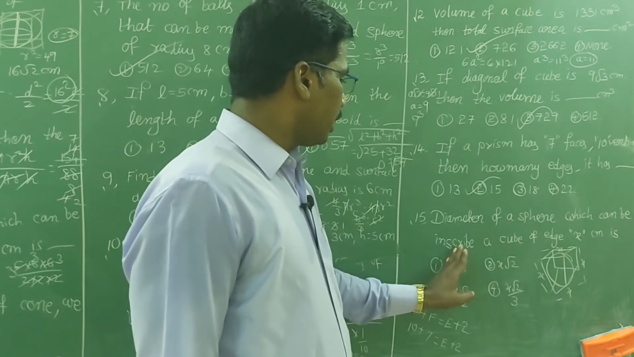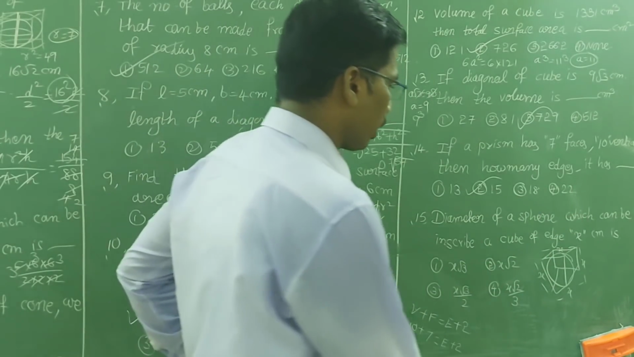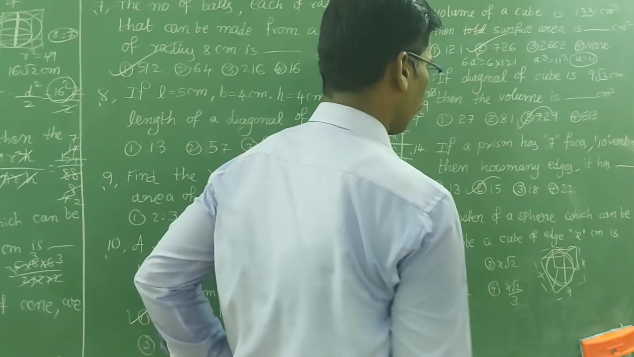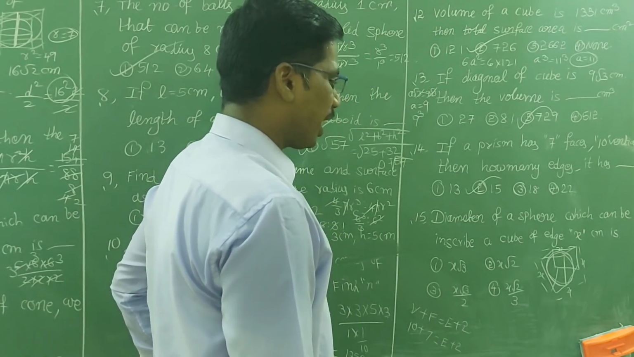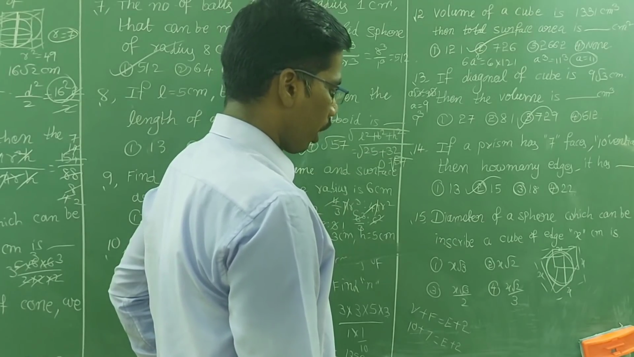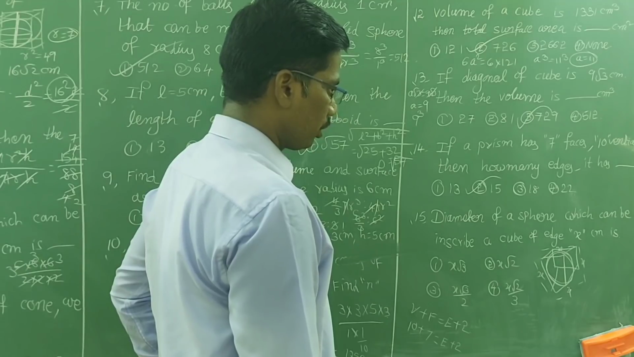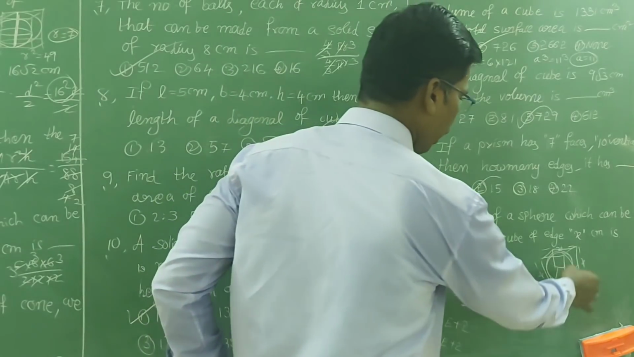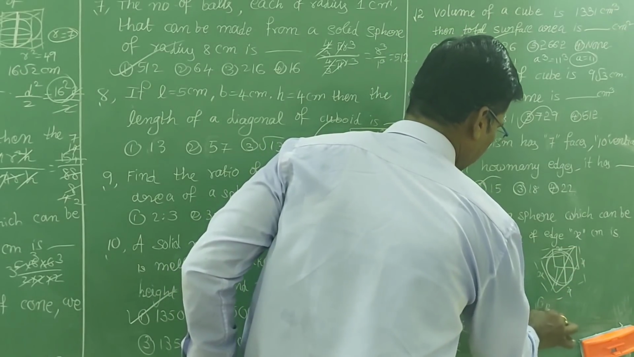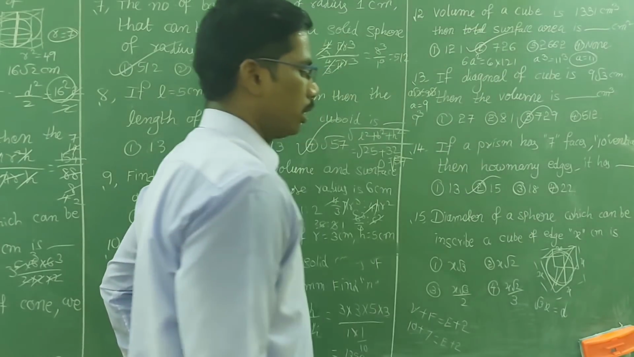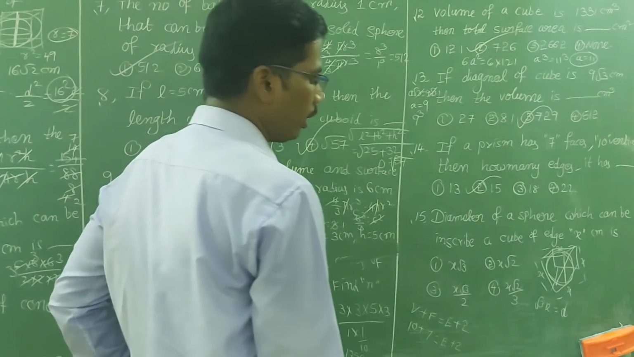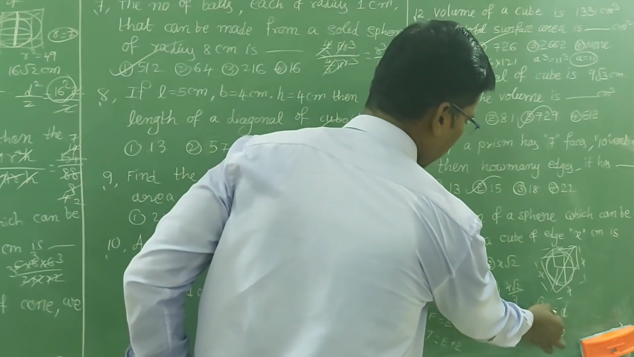Diameter of a sphere which can be inscribed in a cube of edge x centimeters. So diameter we want. It is inscribed in a cube. So here root 3 into x is equal to the diagonal of a cube. Now we want to find the edge. So edge means that is x.